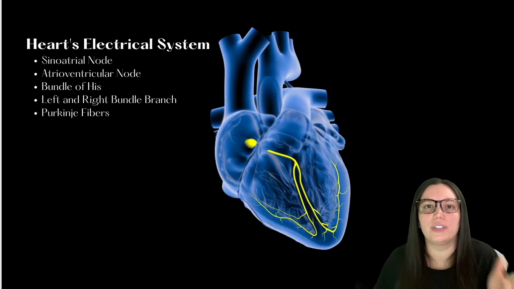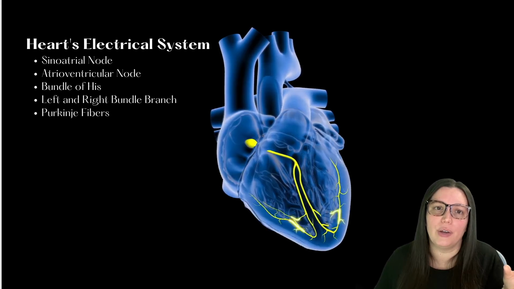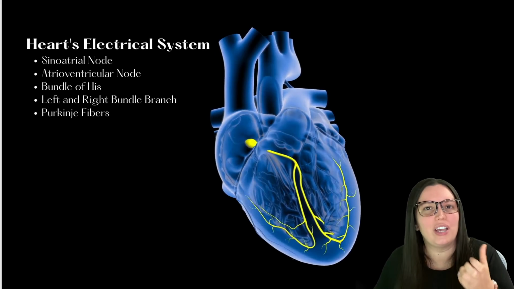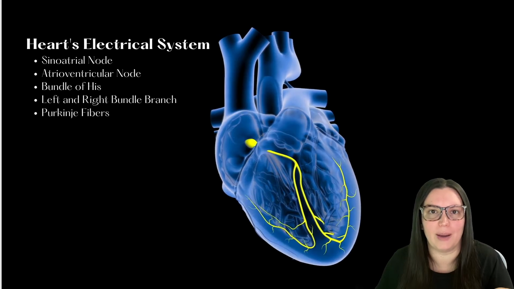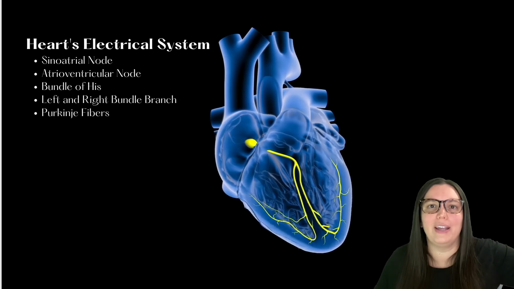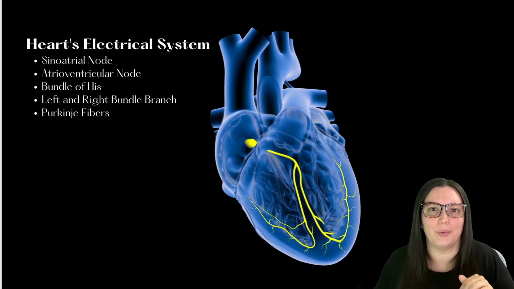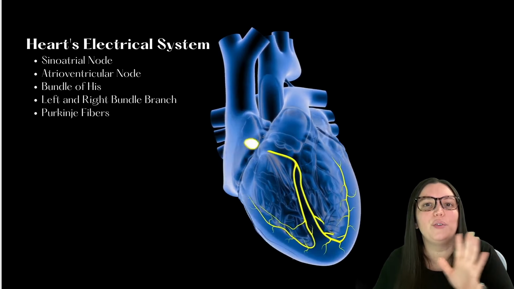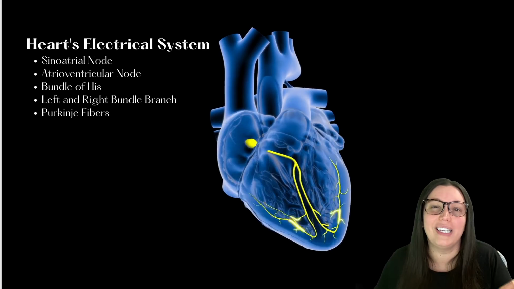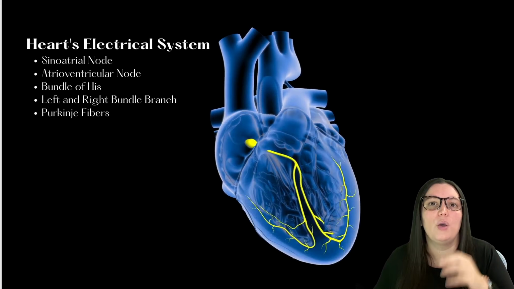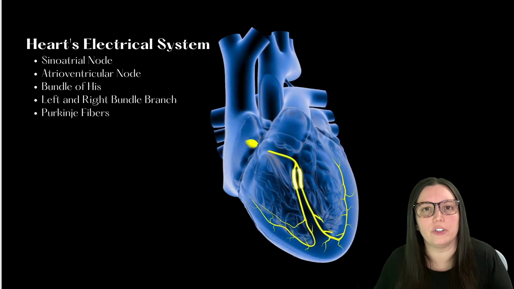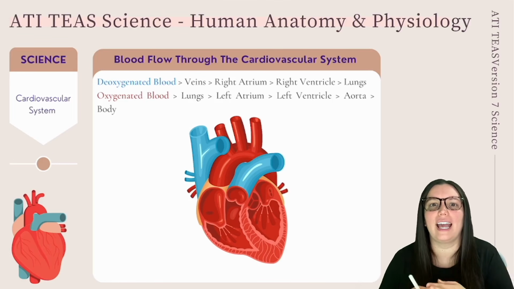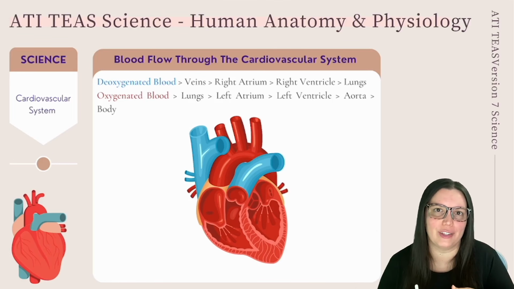Now, if for some reason the sinoatrial node and the atrioventricular node were to give up, the last-ditch effort of the heart is the Purkinje fibers, located all the way at the bottom along our ventricular walls. The Purkinje fibers beat at 20 to 40 beats per minute. So these are going to be really, really slow heart rhythms when our sinoatrial node and our atrioventricular node have ultimately given up. Now let's take a closer look at how blood flows through the cardiovascular system.